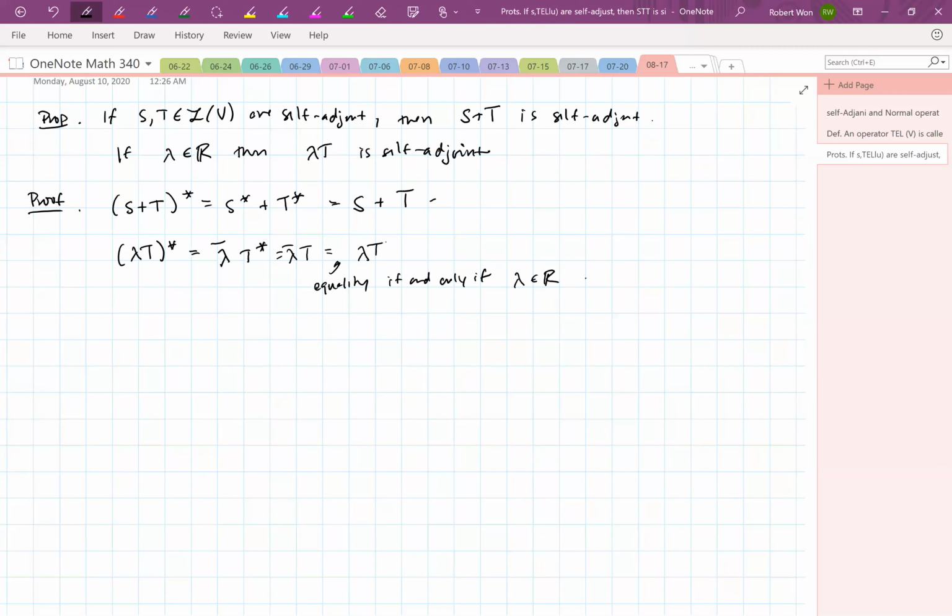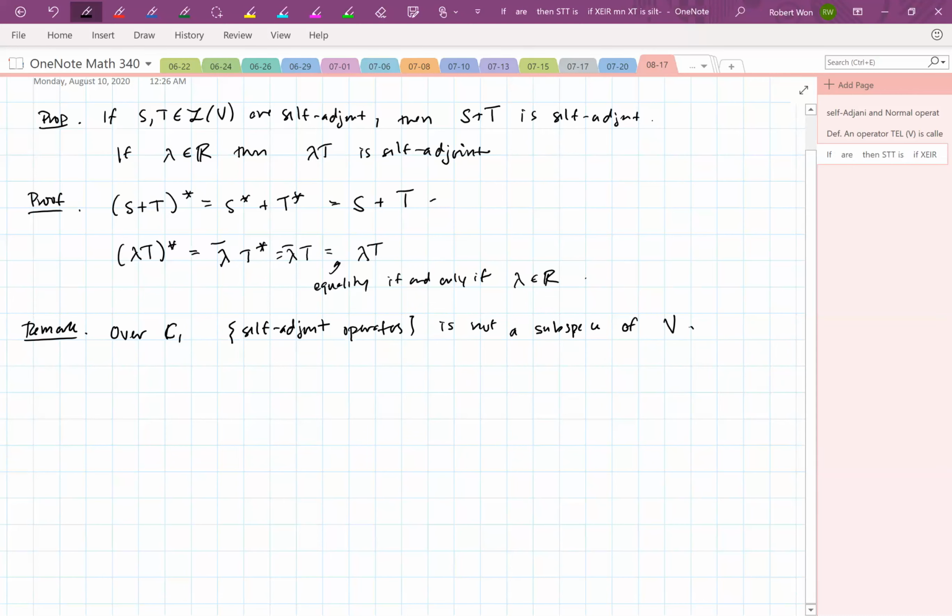Okay, so a way to say this is that over C, the set of self-adjoint operators on a vector space is not a subspace. Right, this is the correct way to think about it. Because if you scale by a non-real complex number, then you're not going to get a self-adjoint operator. It is, however, closed under addition. So I guess it's a subgroup. Over R, though, it is a subspace, because the self-adjoint operators are closed under addition and scalar multiplication.